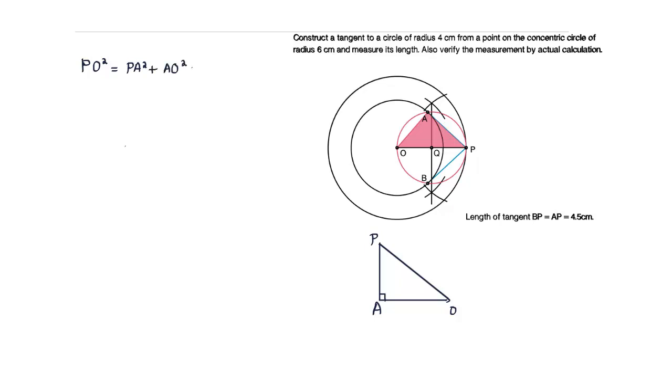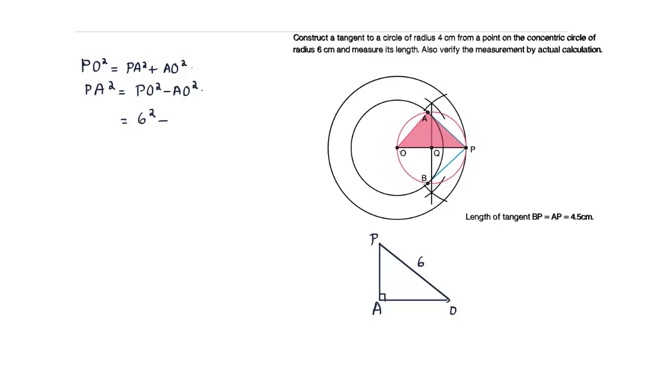Now we know PO, we want to actually find out AP or PA. So we need to take it to the left side, right? So PA square is equal to PO square minus AO square. So what is the value of PO? PO is the radius of the outer circle. So what is the length of the radius? It is 6 centimeters. So 6 square minus AO.